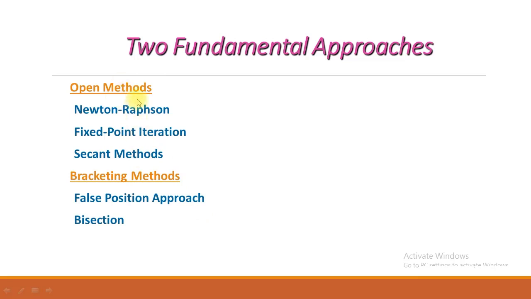So the open methods and bracketing methods have this difference: in the open methods we are free to choose the initial guess, the initial starting values, but for the bracketing methods we use some conditions for choosing the starting values. And inshallah, in the next lecture we will discuss the bisection approach for finding the approximate root of nonlinear equations.